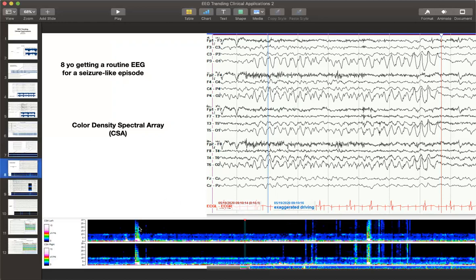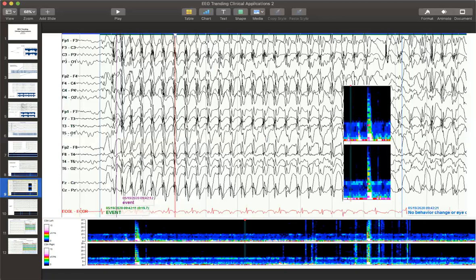So if we were to click on this, it would take us to the raw EEG, and sure enough, this patient had an absence seizure while she was resting with her eyes closed. So this is a typical 3 hertz spike and slow wave pattern that we see for absence, and this is just the CSA blown up. So it is helpful, even on a routine EEG, to zoom out and look at the CSA and count the absence seizures and make sure you don't miss anything.